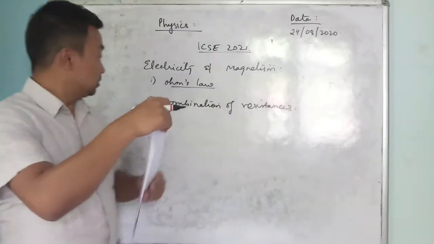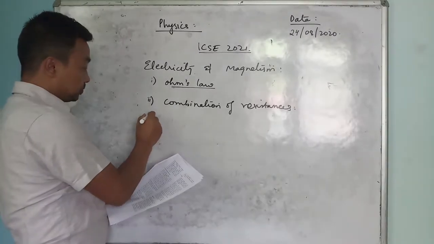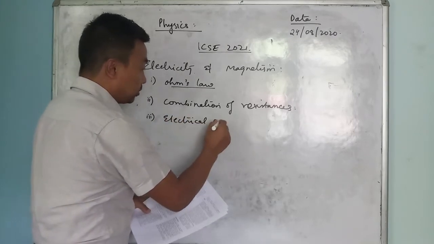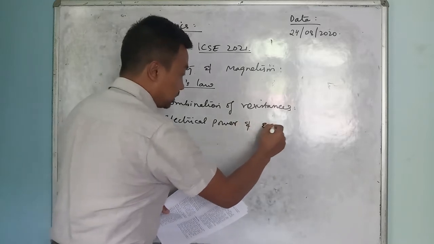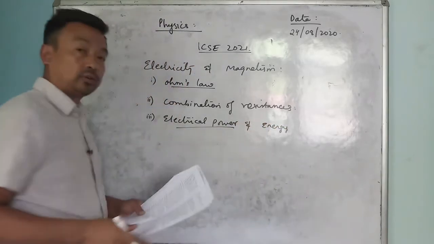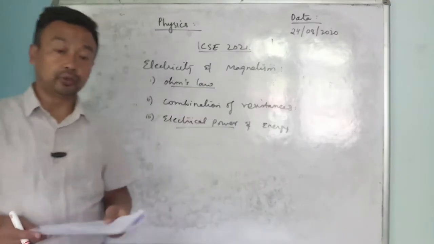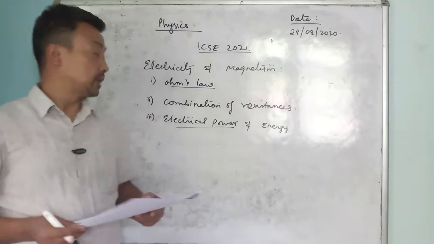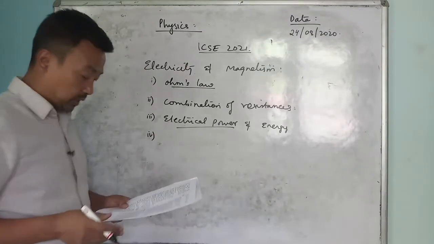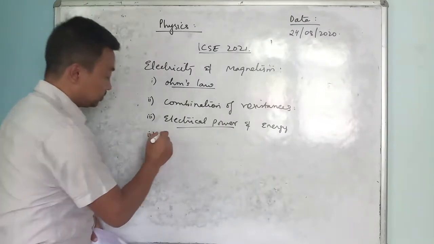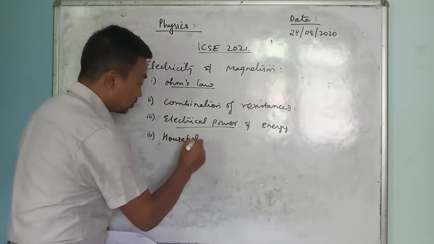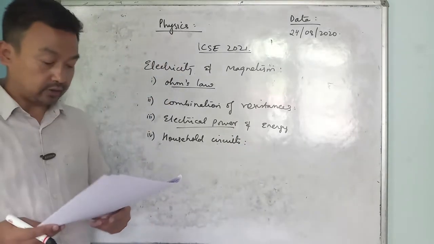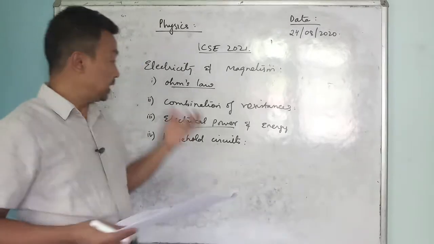Then another topic you have is electrical power, and you also have electrical energy. Electrical power is the power that is consumed in our day-to-day activities when using different electrical appliances. Then you have household circuits. Okay, then there is the magnetic effect of the current. So these are mostly the main topics.